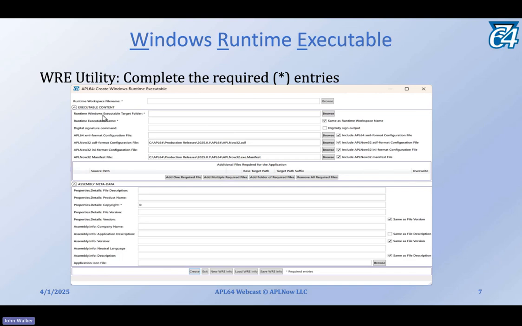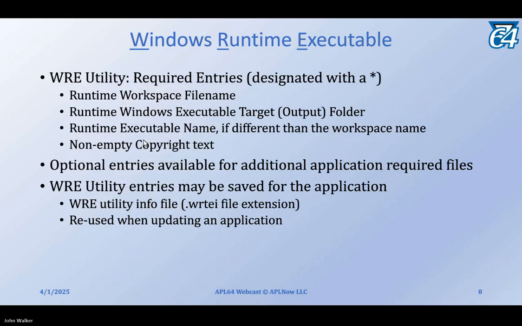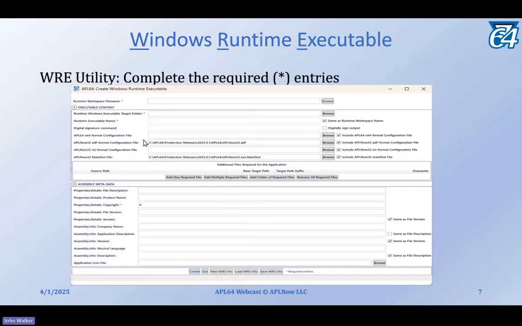Now, the second required field will be the target folder. And as stated earlier, that's going to be the location where the WRE file will be created. The next entry will be the runtime executable name. That's going to be the exe file name that's going to be generated. You'll notice that there's an option already pre-selected that says same as the runtime workspace name.